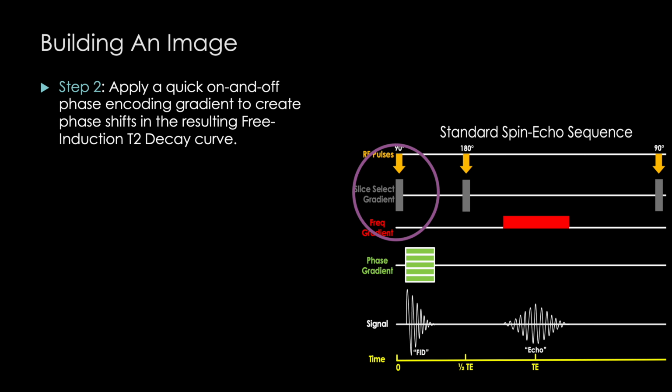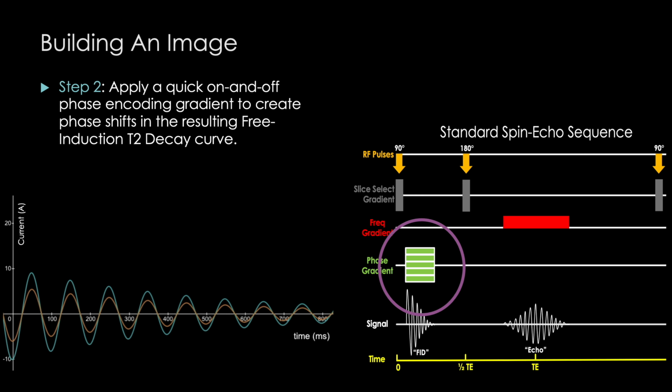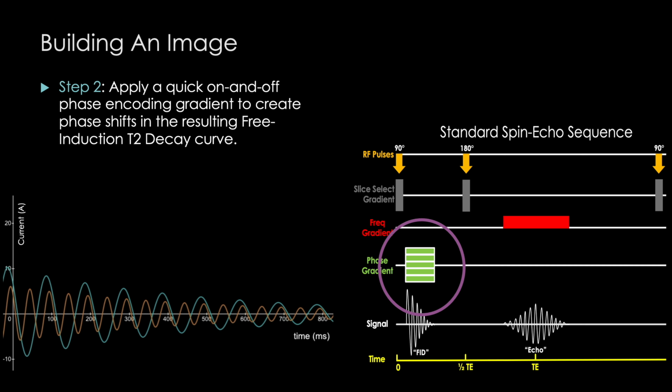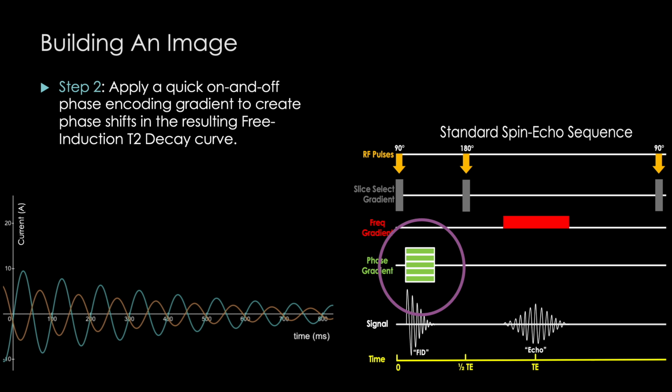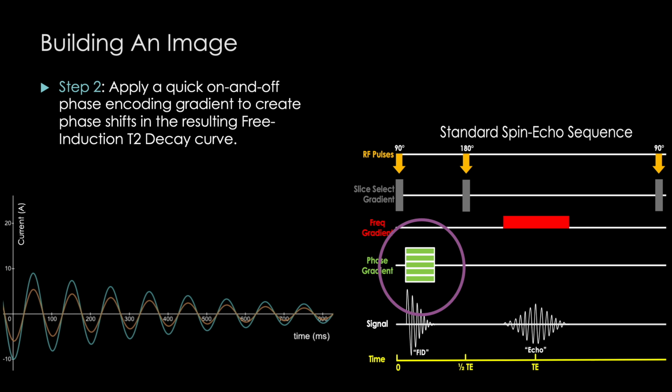Step 2. With the system energized and producing signal, we'll blip on and off our phase encoding gradient, inducing a phase shift between rows or columns of voxels in our image depending on which axis we choose.